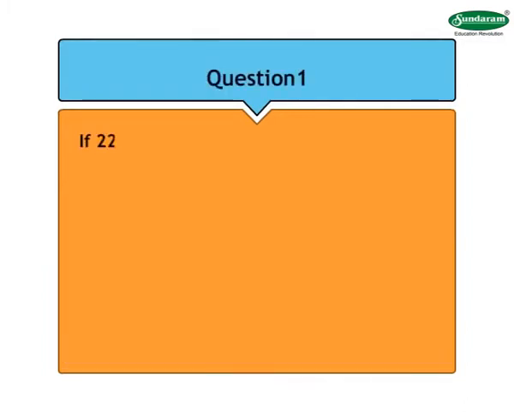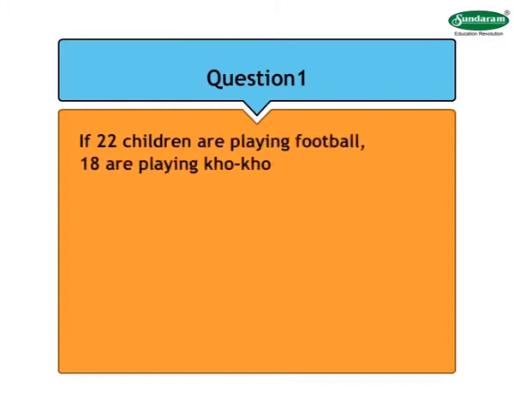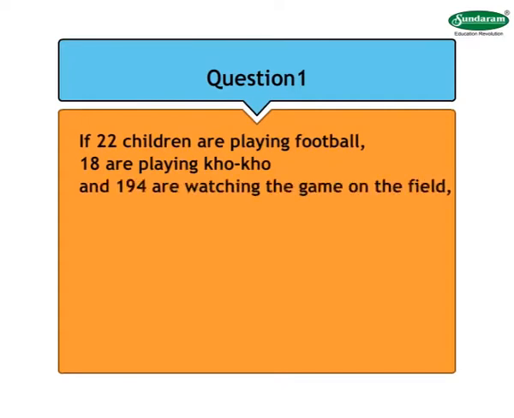Question 1. If 22 children are playing football, 18 are playing kho-kho, and 194 are watching the game on the field, how many children are there altogether?